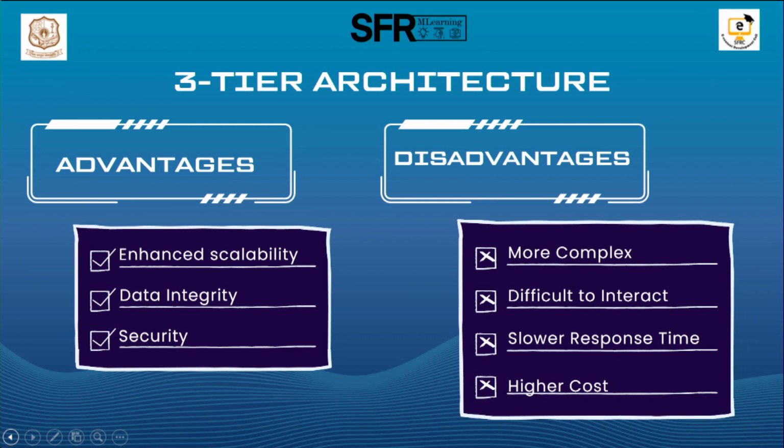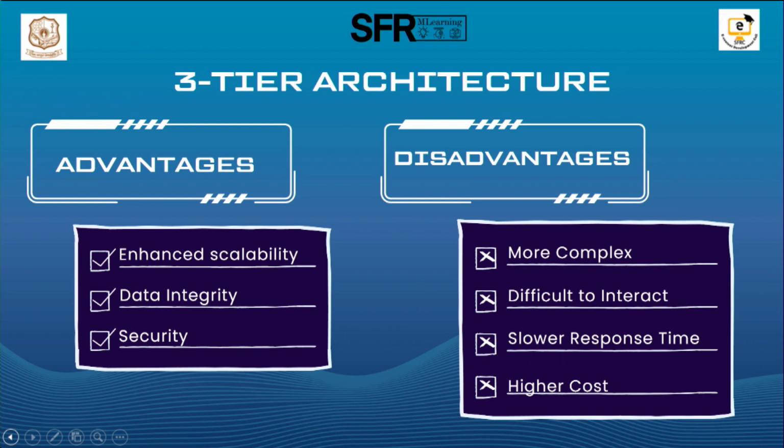The second advantage is data integrity. 3-tier architecture maintains data integrity. Since there is a middle layer between the client and the server, data corruption can be avoided or removed. The third one is security. 3-tier architecture improves security. This type of model prevents direct interaction of the client with the server, thereby reducing access to unauthorized data. While talking about disadvantages, we have 4 disadvantages.